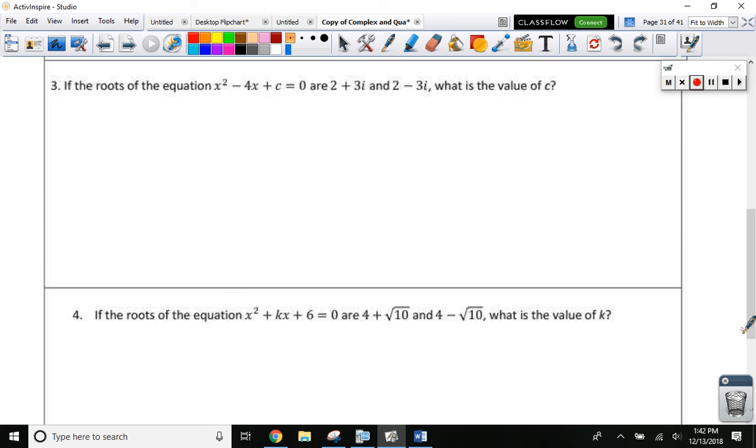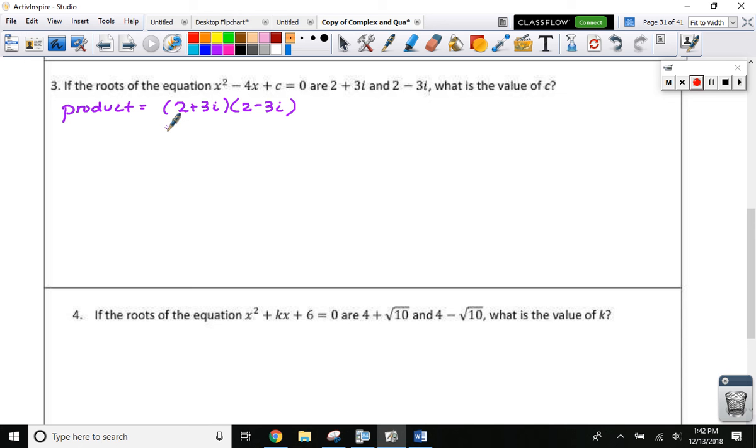Alright, if the roots of the equation are the following, what is the value of C? Okay, so what do I need to do here? Do I have to find the sum also? No. Okay, so we're finding the product. And they were nice, they gave both to you, but they really would not have had to. They could have just given you one, and we still could have done it.